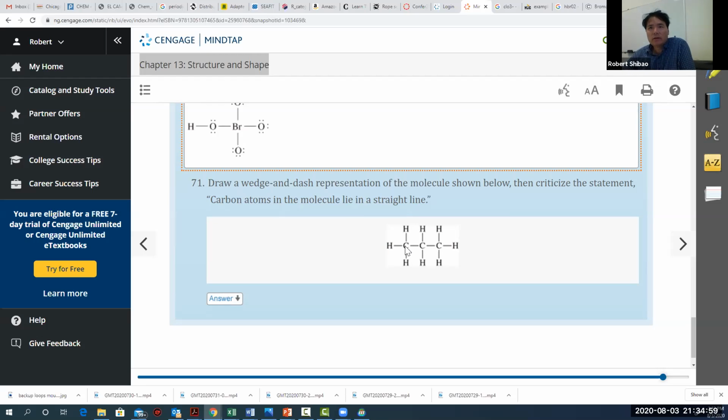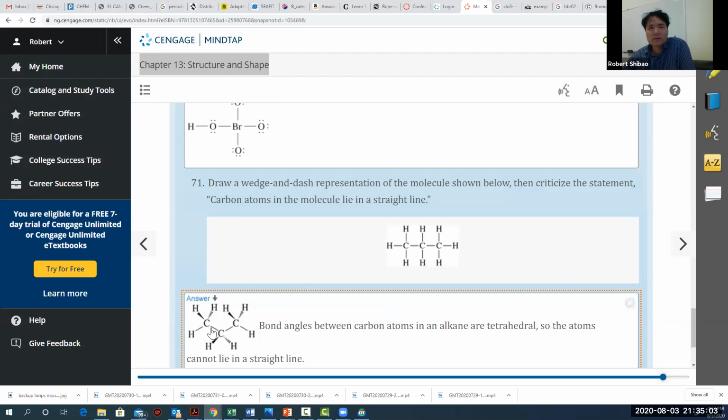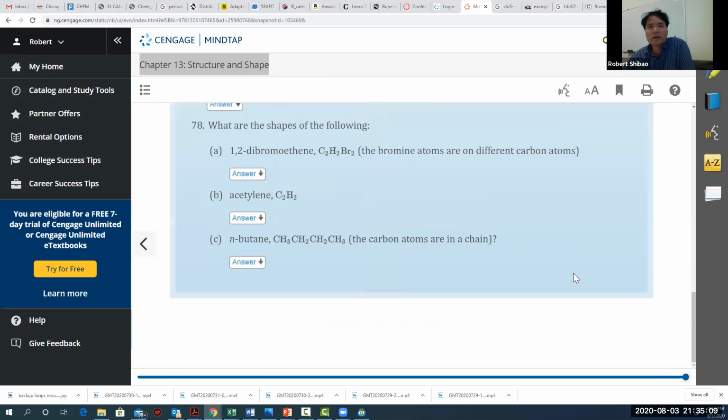Here they're asking, are the carbons in a straight line? No, they're zigzagged. The carbons are zigzagged. They're not a straight line. They're tetrahedral. They can't be in a straight line. But it depends on what angle you look at it.